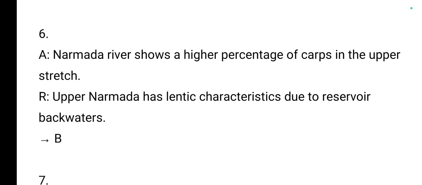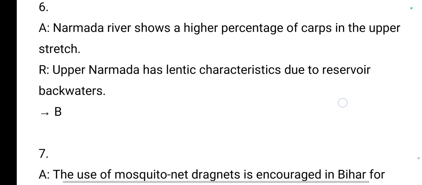Narmada river shows a higher percentage of carps in the upper stretch. Upper Narmada has lentic characteristics due to the reservoir backwaters. So both are correct statements but it is not the correct explanation.